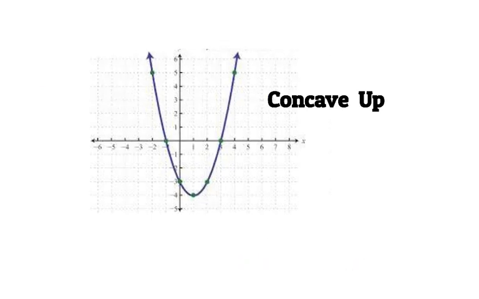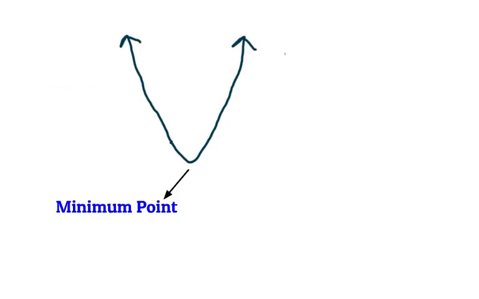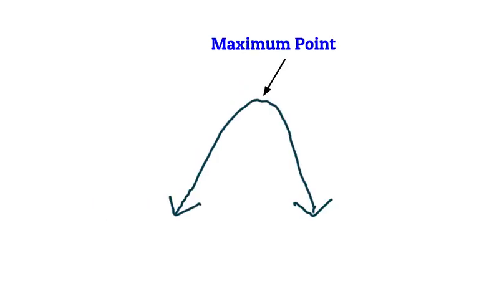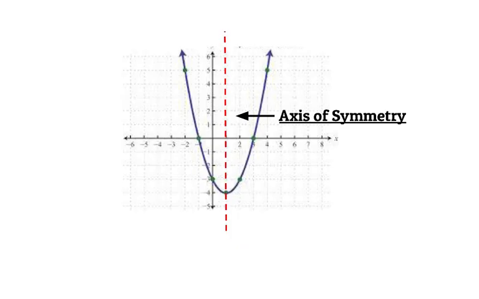Now, your graph will either concave up or concave down. If your parabola is pointing up, then your vertex is the minimum point. If your parabola is pointing down, then your vertex is the maximum point or the highest point of the graph. If you take a parabola and put a dashed line through the center of the vertex, you have something called the axis of symmetry, and what that does is break your parabola in half, so the two sides, if you folded them together, would be matching.